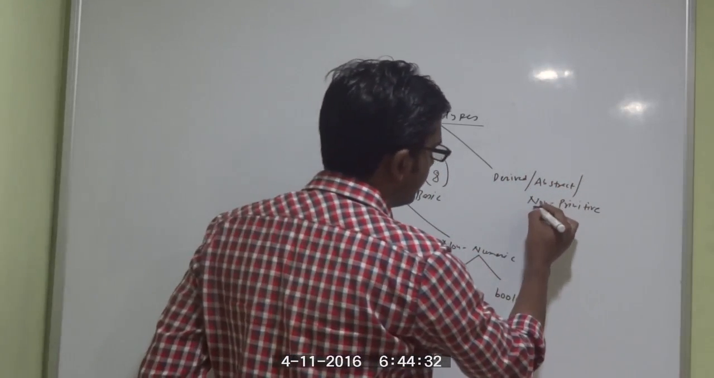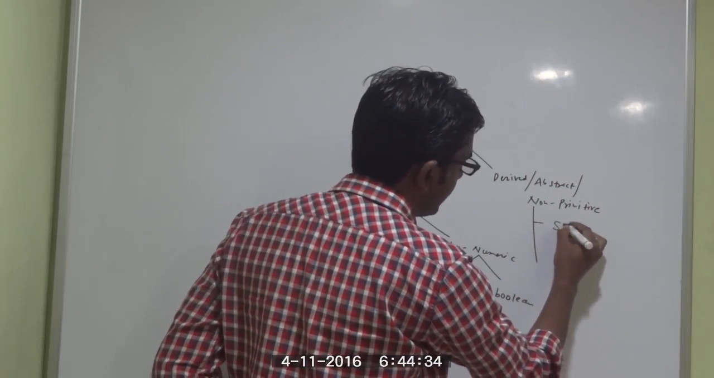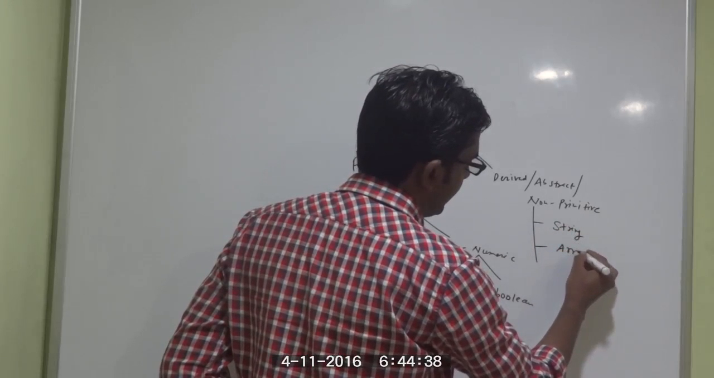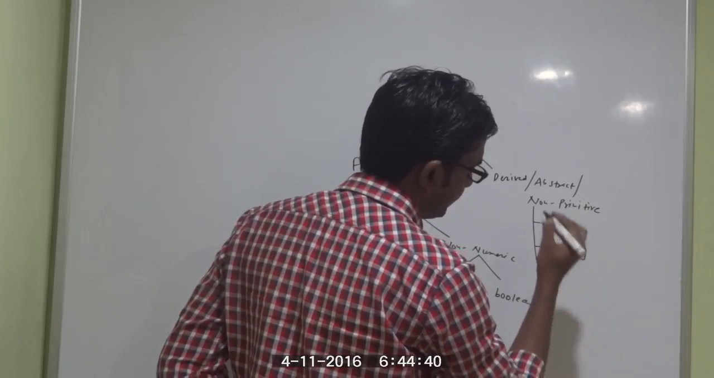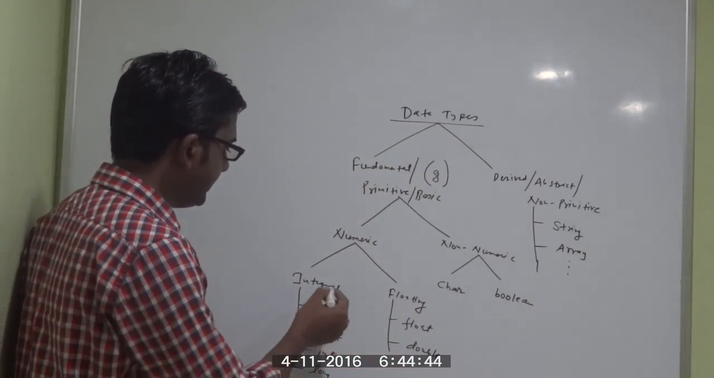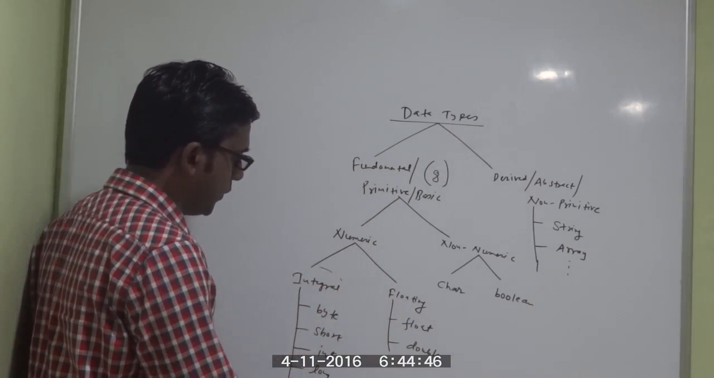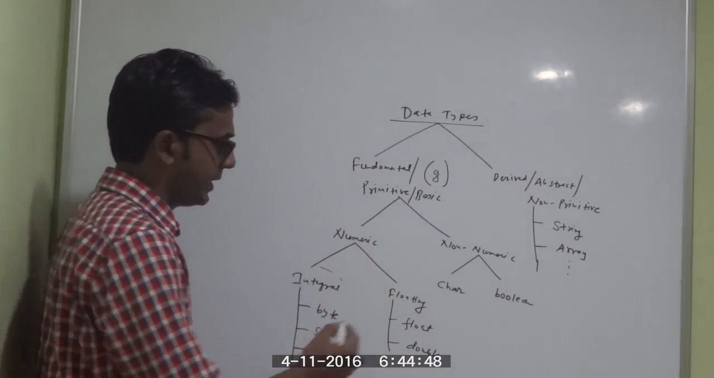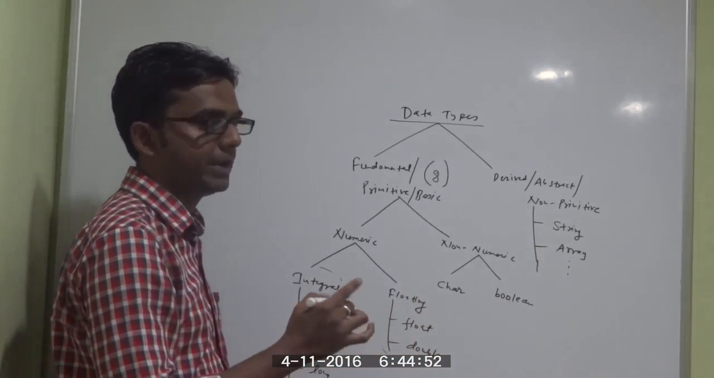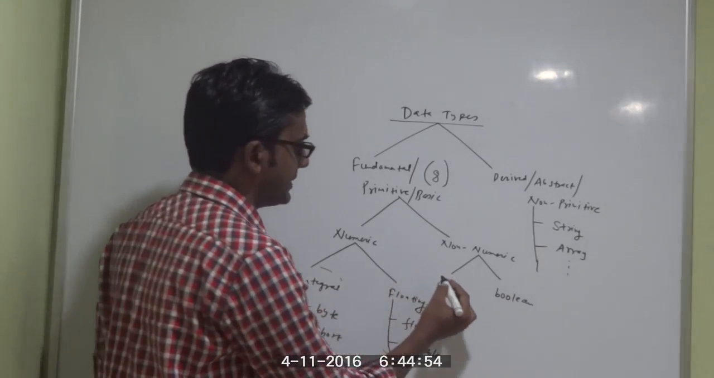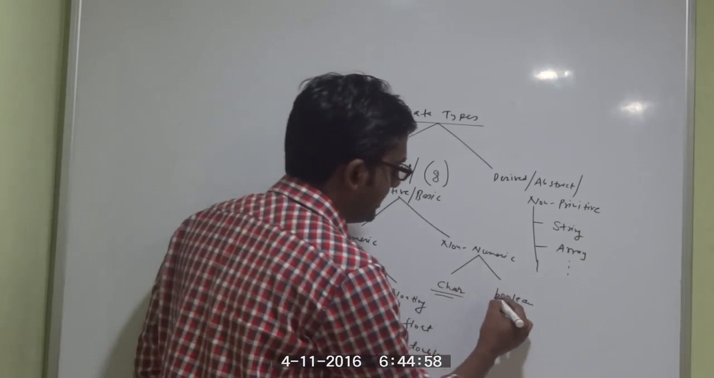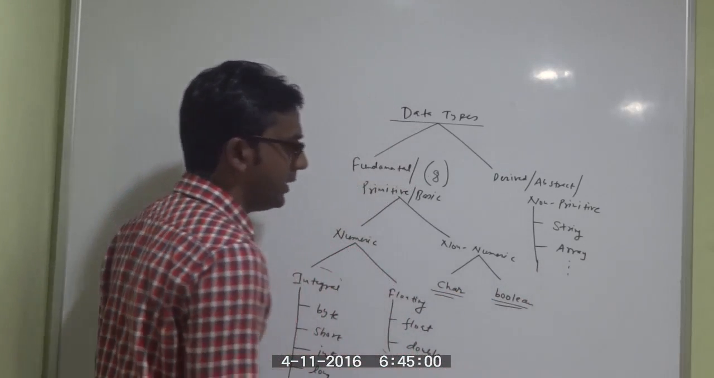What are the examples of derived data types? The examples of derived data types can be string, array and so on. Now this integral data type is used to hold decimal values, this floating data type is used to hold fractional values, this char data type is used to hold a single character, and this boolean is used to hold either true or false.